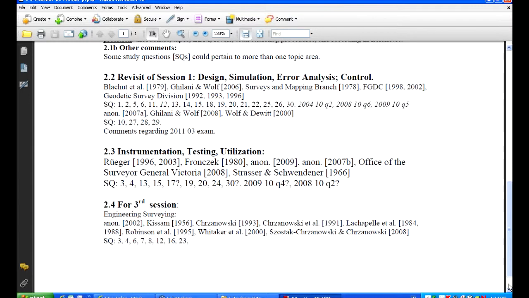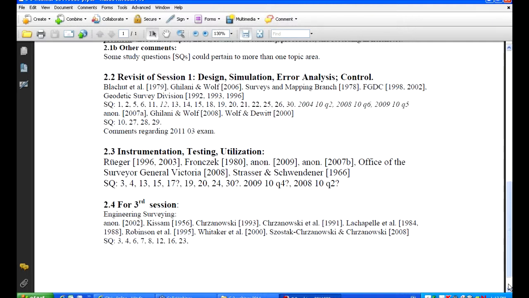The other references that you see in that list, Franksec and the 2 anonymous ones and the Victoria State Surveyor General's publication, all deal with calibration baselines. And then Strasser and Schwendener deal with the gyro attachment that can be used to determine azimuth.